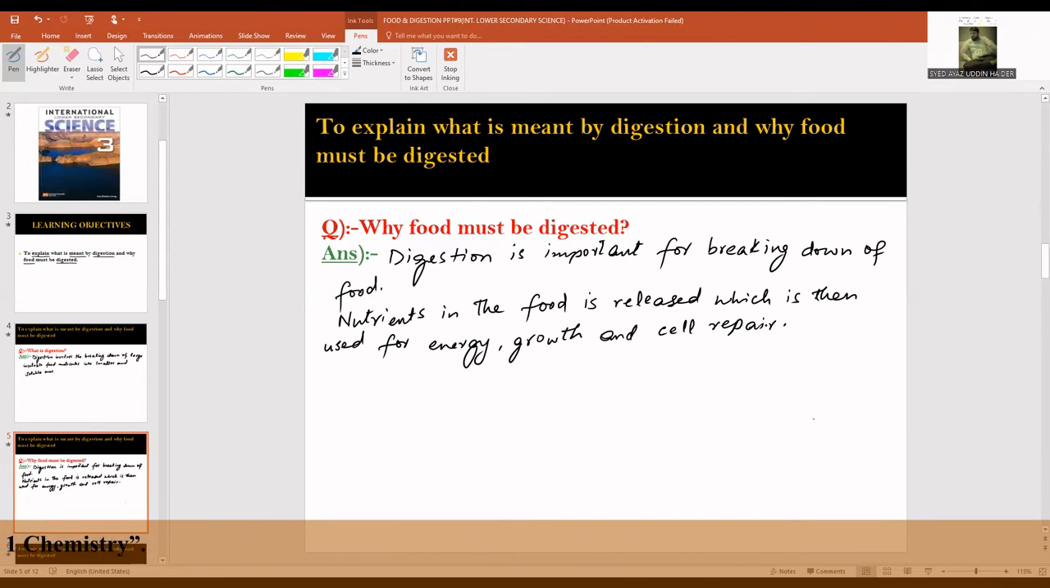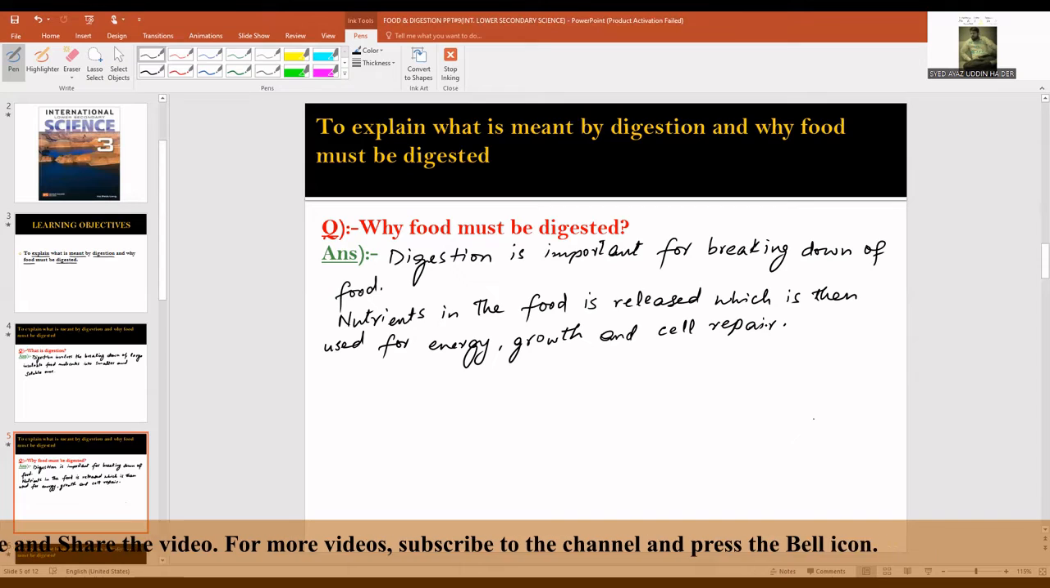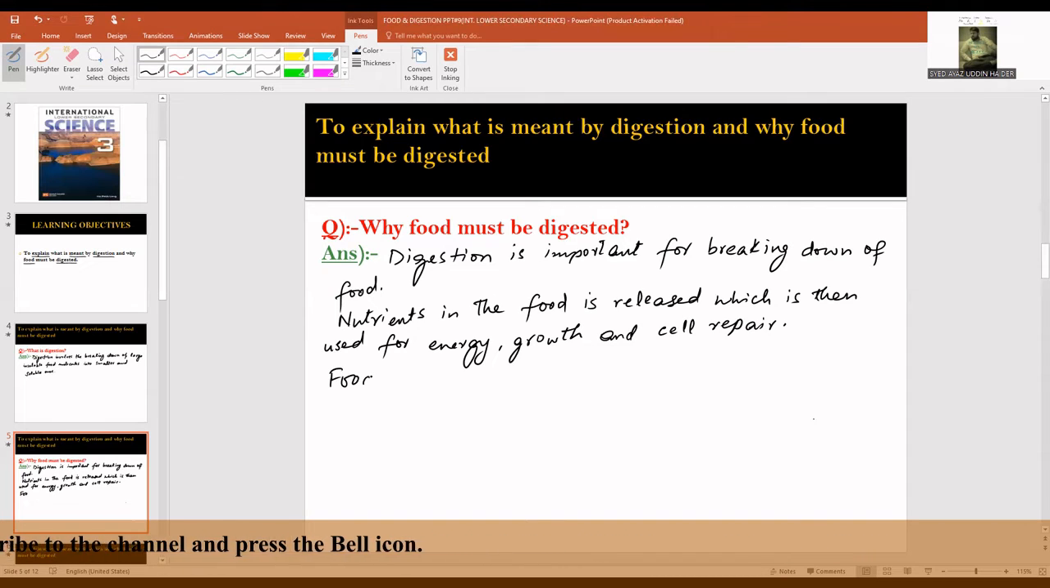Recall the name of the nutrients present in food: carbohydrates, proteins, fats, vitamins, minerals, fiber, and water. Food and drink, not water, must be changed into smaller molecules of nutrients before the blood absorbs them and carries them to cells throughout the body.